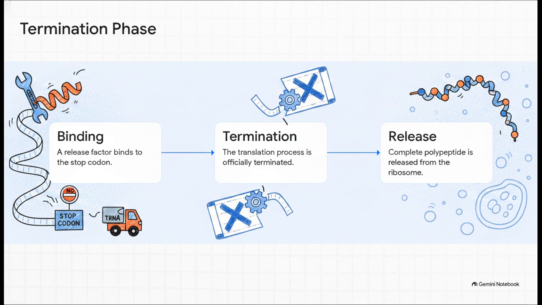There are absolutely no tRNA delivery trucks that carry a matching anticodon for a stop codon. None. So instead of a truck pulling into the parking spot, a specific protein called a release factor binds to the stop codon. This basically jams the gears in a perfectly controlled way, terminating the translation process. The machinery disassembles, and the finished, fully completed polypeptide chain is released to go do its job in the cell.